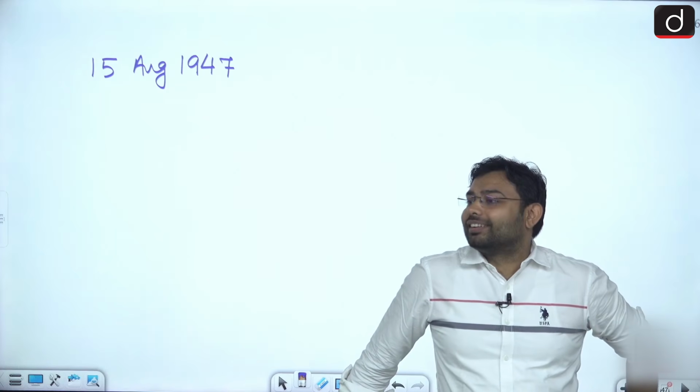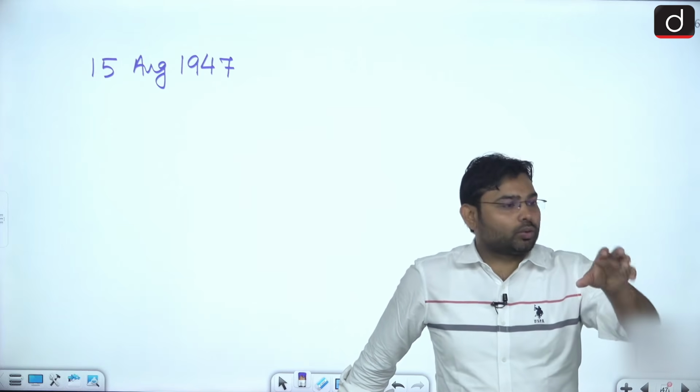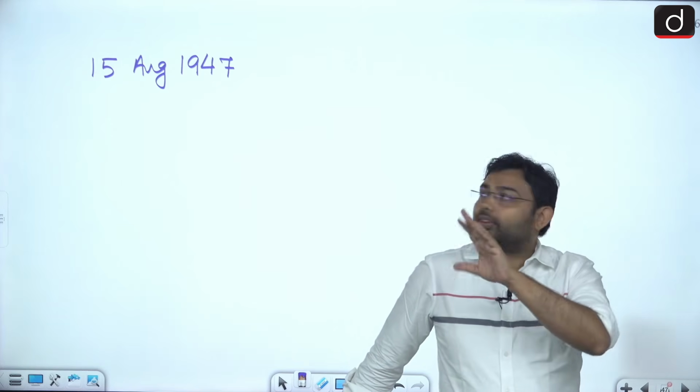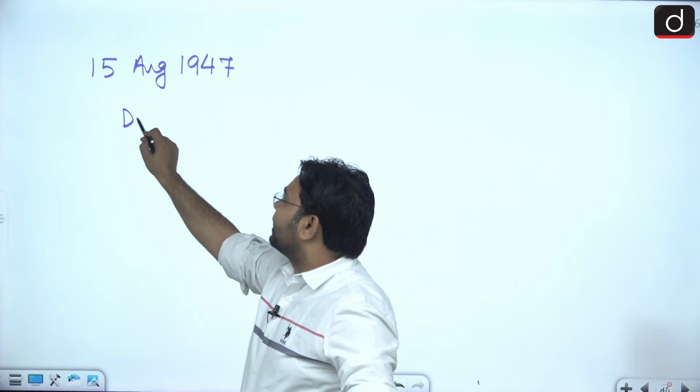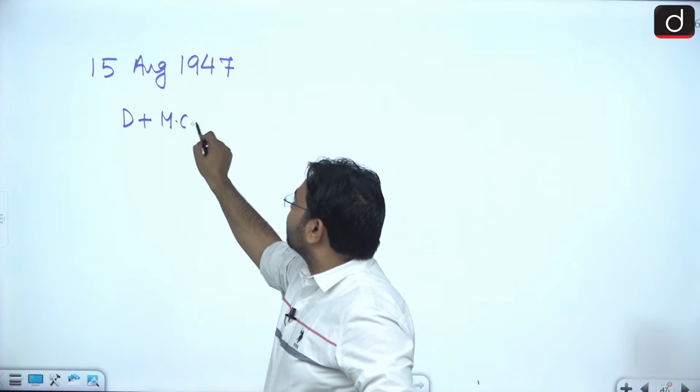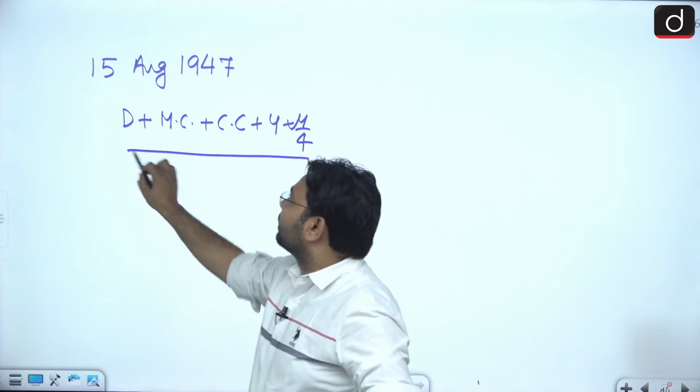No need to memorize it; anything can be asked. I'm only telling you that you can find out, you can Google it. But we will solve this through this formula. D means date, M month code, then century code, then year by 4, and then 7.